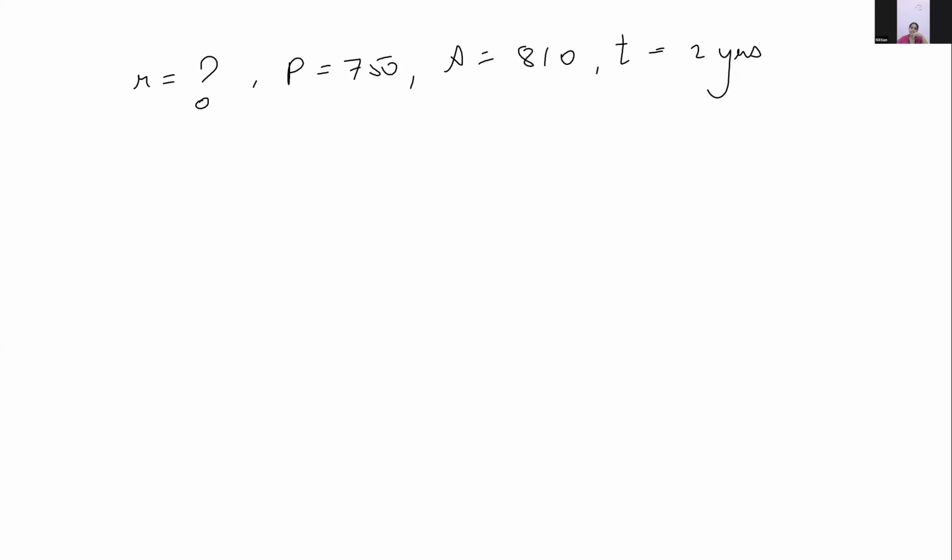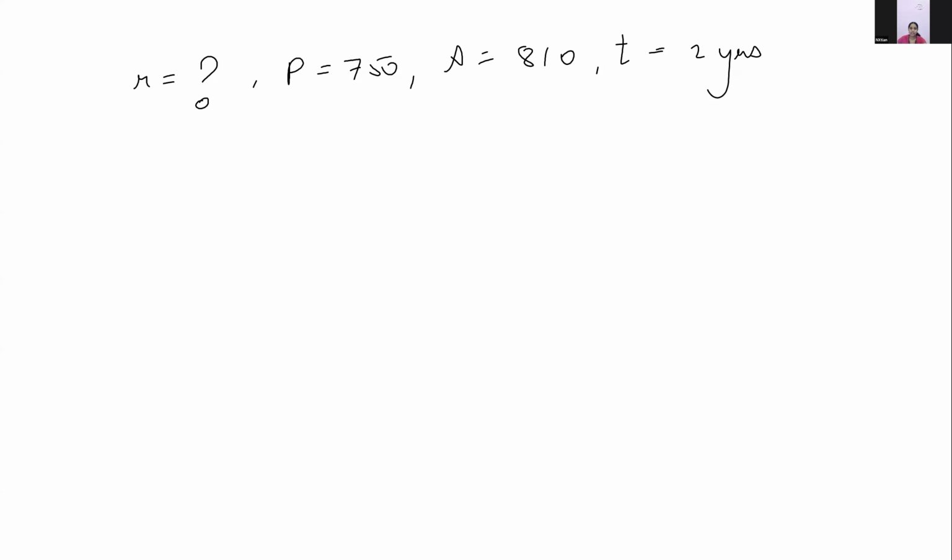The question was, at simple interest, the principal of rupees 750 becomes rupees 810 in 2 years. At the same rate of interest, how much would the amount be after 5 years?